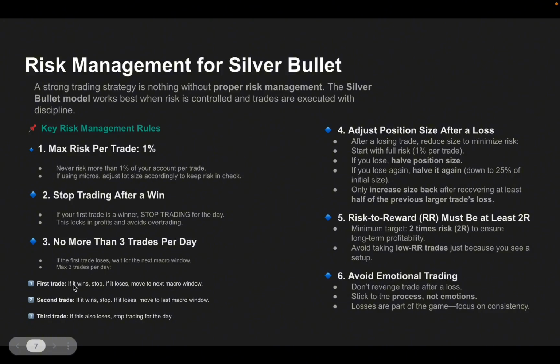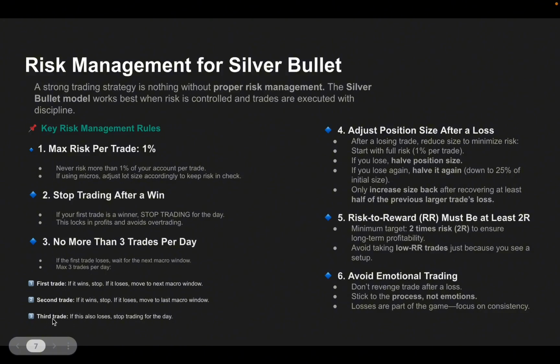So this is just a quick example. First trade, if it wins, stop trading for the day. If it loses though, you'd move on to the next macro window. So say you've lost the first trade in the first AM macro, you go to the second trade. If that wins, you would stop trading for the day. So that would be your second trade for the day as a W. Then you would stop. But if that one loses again, then you would move to the last macro window, which is that 1:45 to 2:15 PM macro.